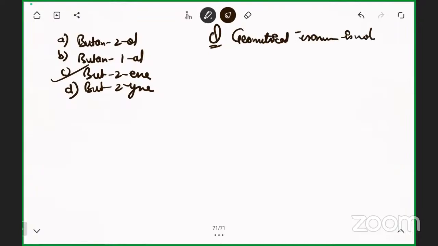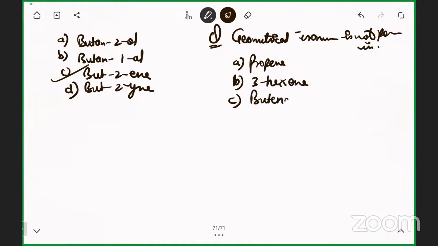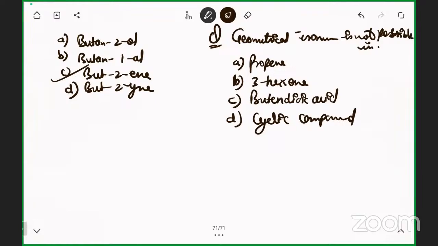Okay. Question. Geometrical isomerism is not possible in A, propene, second 3-hexene, C, butenedioic acid, and D, cyclic compound. Sir, can you tell me the question once again? I think geometrical isomerism is not possible in option C, sir. Butenedioic acid. Yes, correct.